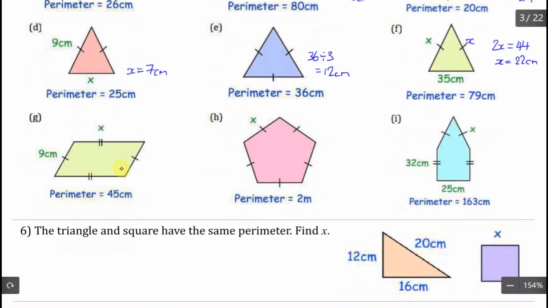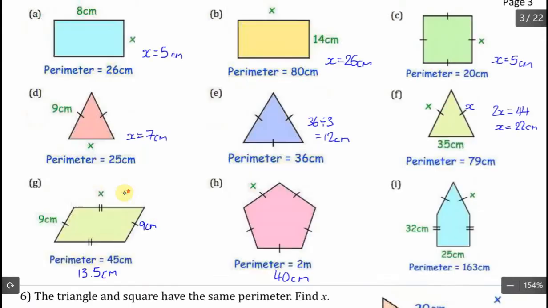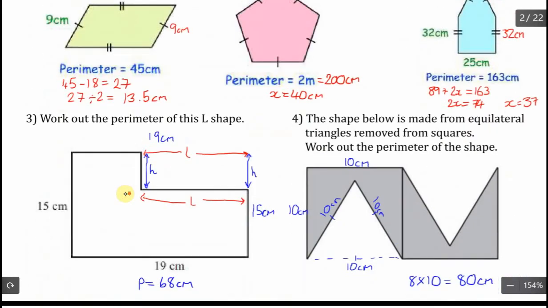We've done this one, I think, above as well. So 2 lots of 9 was 18, take that off 45 and it's 27, divide by 2, 13.5. This one was 40 centimetres, and that one was 37.